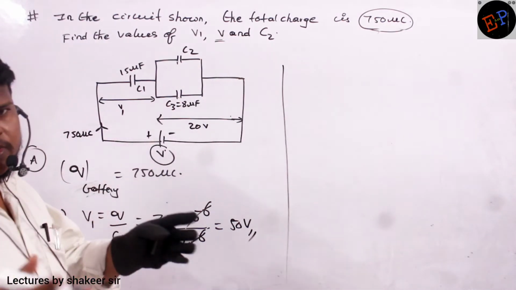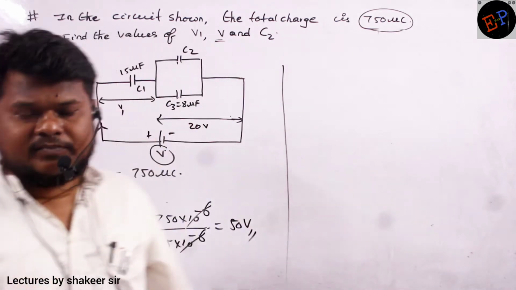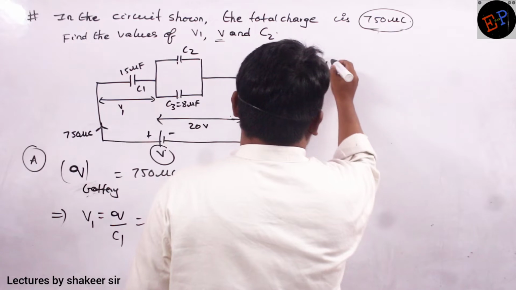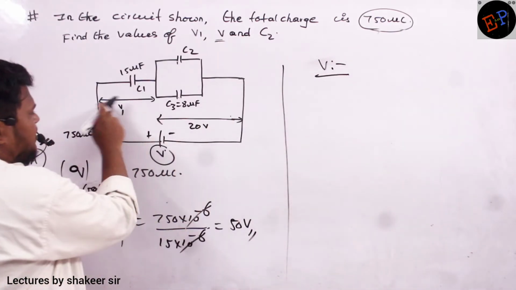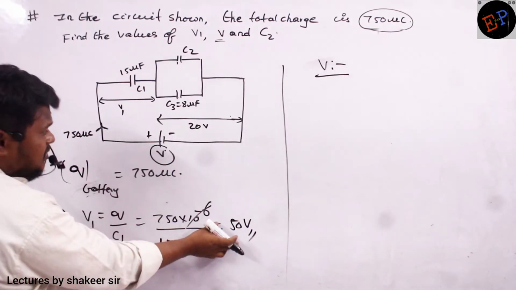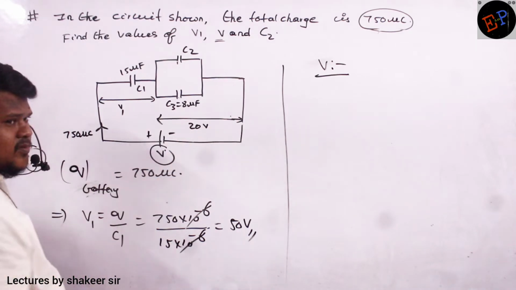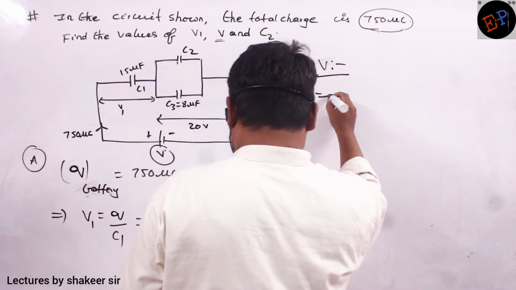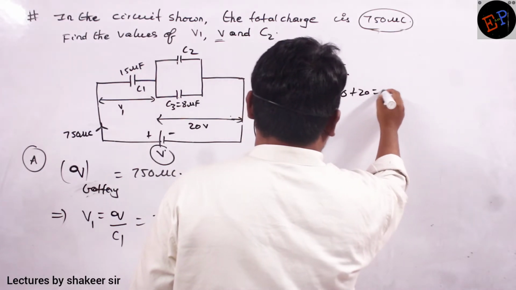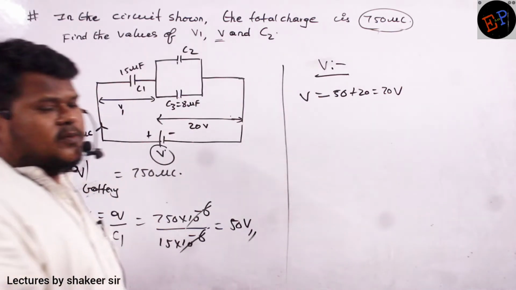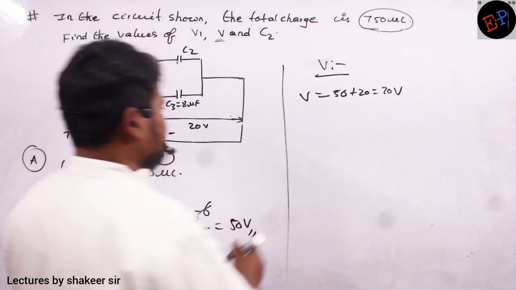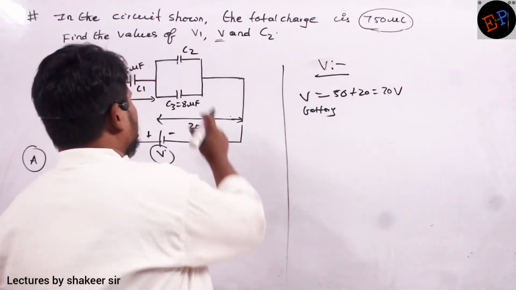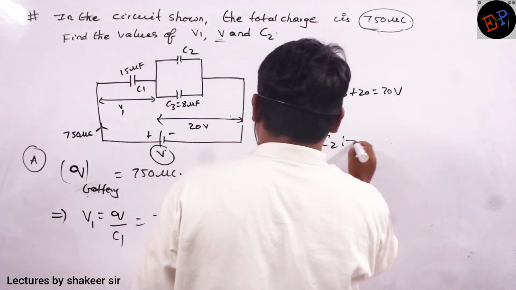V is the potential of the battery. Can you say how I can calculate the V value? Anybody? So from here to here the potential difference is V1, and from here to here the potential difference is 20. So the total potential difference is how much? It is 50 plus 20, 70 volts. That is the potential of the battery. Now we will see how we can calculate the C2 value.